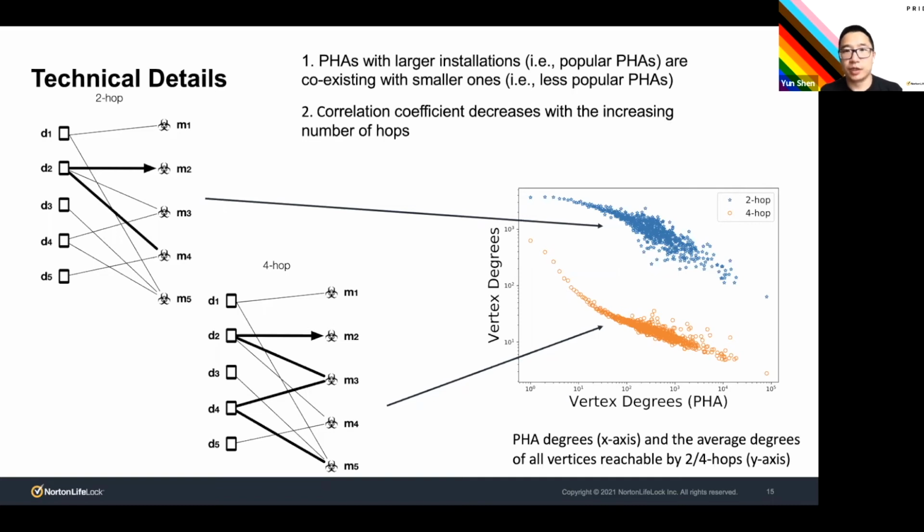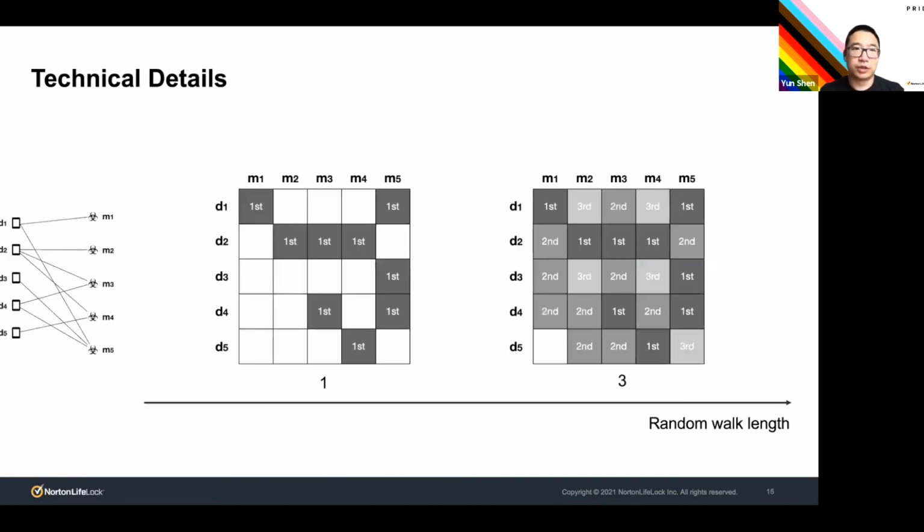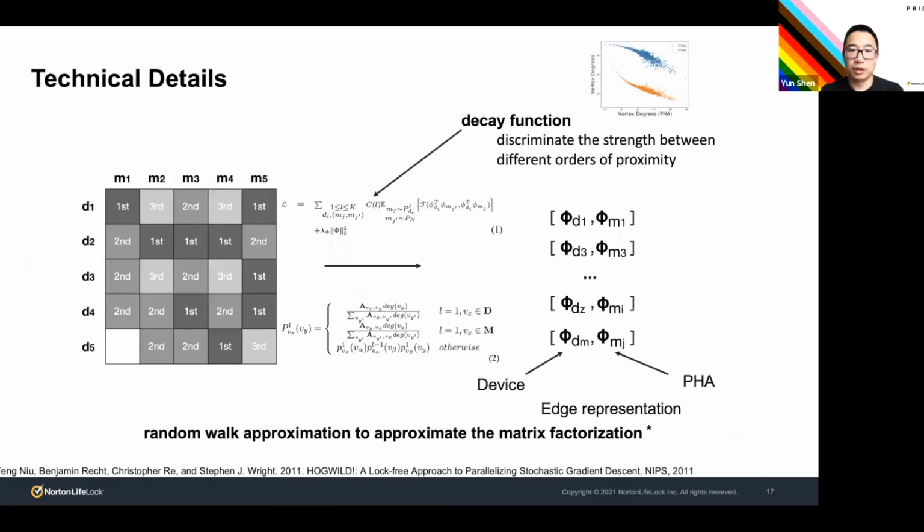So how do we model this behavior then? What we propose here is, if we take the left-hand side installation graph, for example, and take the random walk length along the axis, you'll be able to see that the larger the random walk length is, the more information will be filled in the matrix. But at the same time, potentially, it will actually add more noise to the system. We propose to use random walk approximation to approximate the matrix factorization.